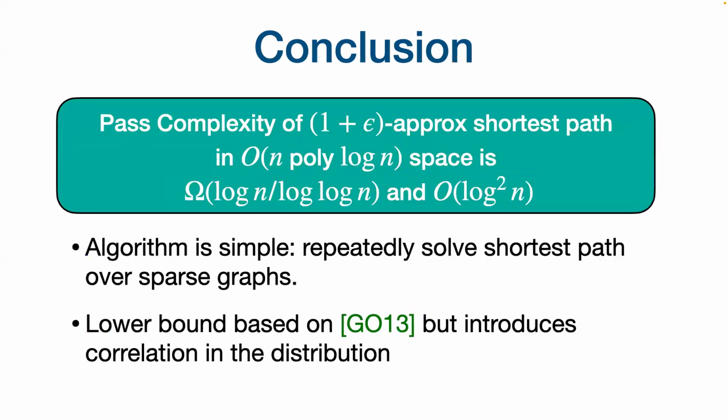And the final result is this approximate shortest path in O tilde of n space. There's an upper bound of order log square n over epsilon. And for any approximation, there's a lower bound of log n over log log n also, which we did not talk about. This lower bound is based on prior work, but it has to use some correlation in the distribution. We can talk about it later if someone wants to.